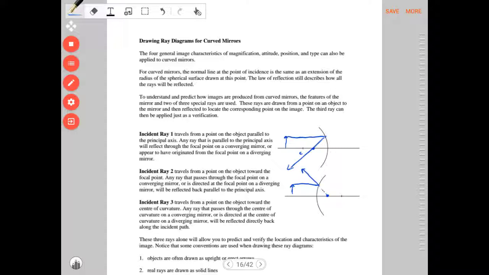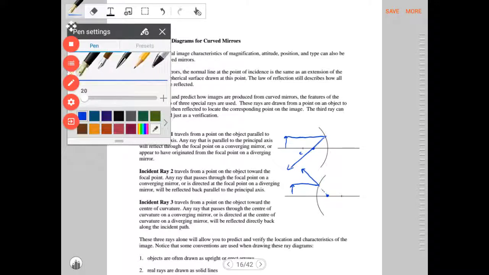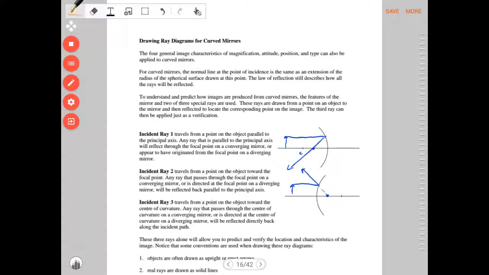Ray 2 travels from a point on the object towards the focal point. So we're going to go here. I'll draw in orange. Ray 2 goes through the focal point. Any ray that goes through the focal point bounces out parallel to the principal axis.